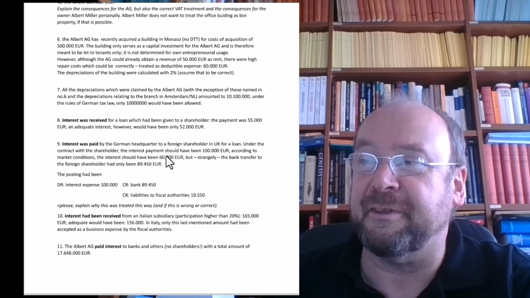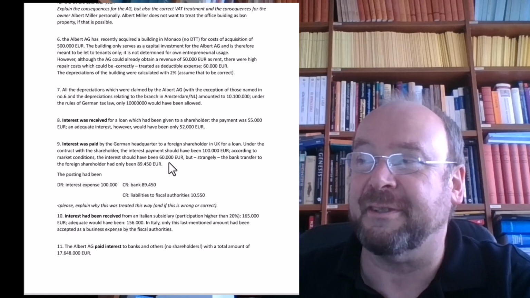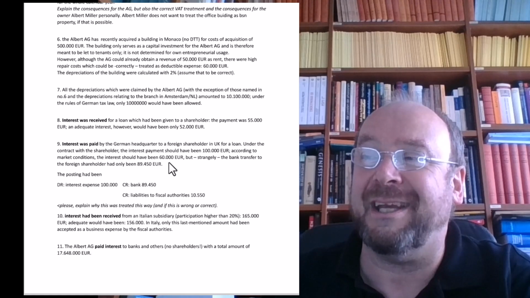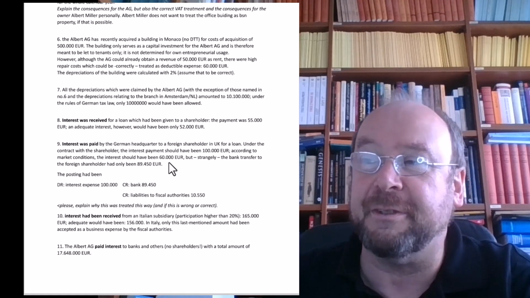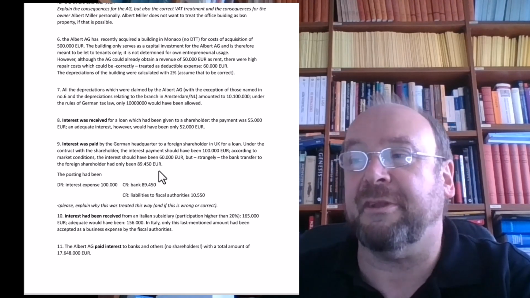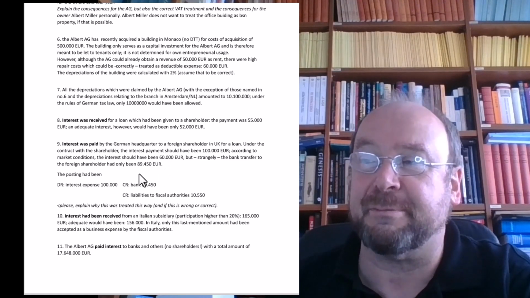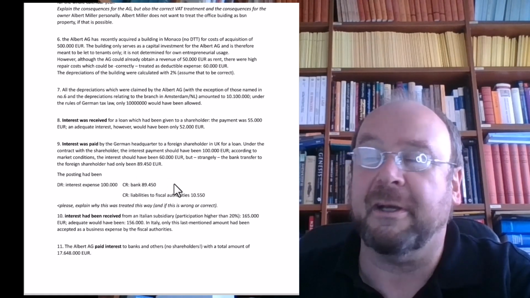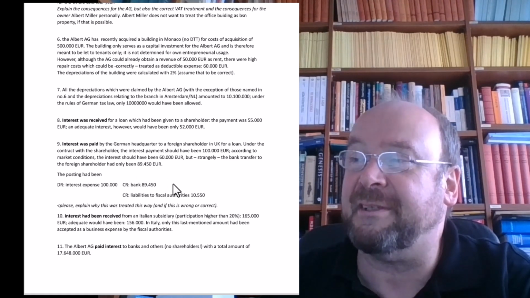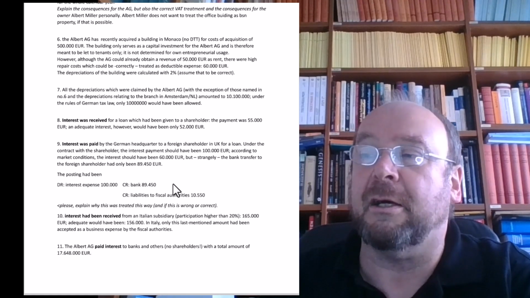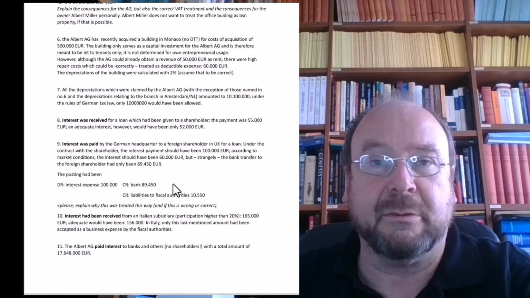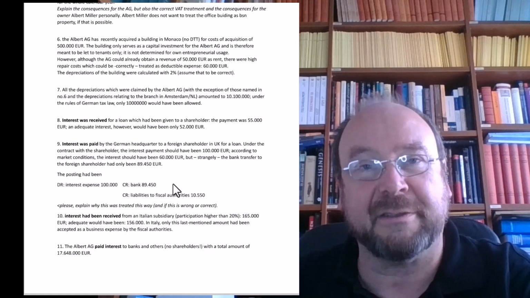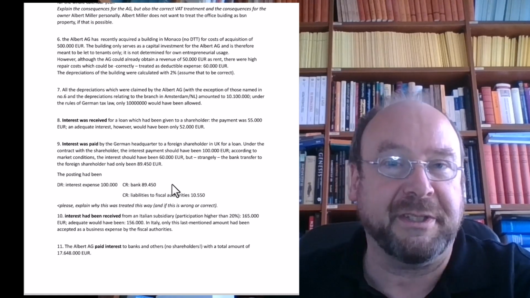According to market conditions, the interest should have been 60,000, but strangely, the bank transfer to the foreign shareholder had only been 89,450. The posting made by the accountant had been debit record interest expense 100,000, credit record bank 89,450, and liabilities to fiscal authorities 10,550. By the way, when you treat or solve the case, please give a comment if this is correct, why it's correct, or if it's wrong, why it's wrong.